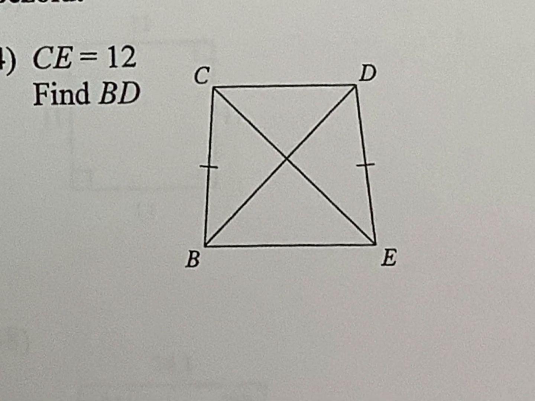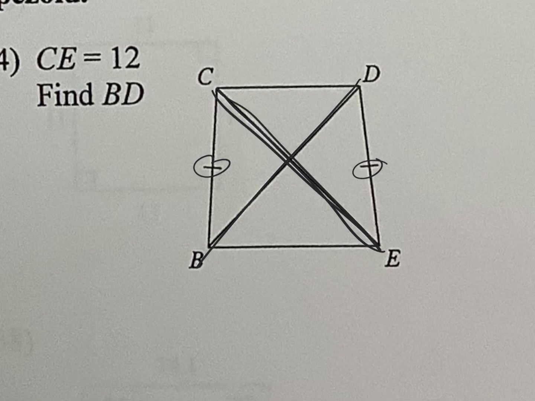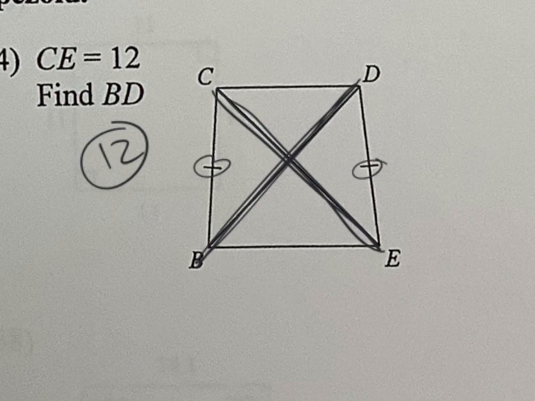So CE is 12. So you have an isosceles trapezoid, which means your diagonals are the same length. So if CE is 12, this diagonal is 12, then the other diagonal has to be 12. So BD is 12. Should have been an easy answer. And we do 26.